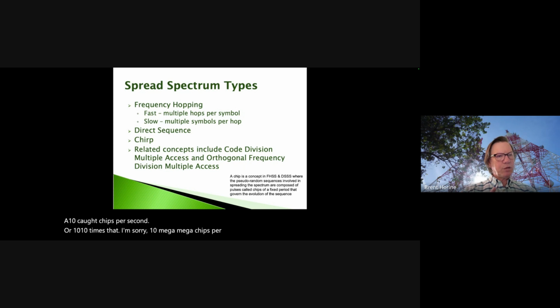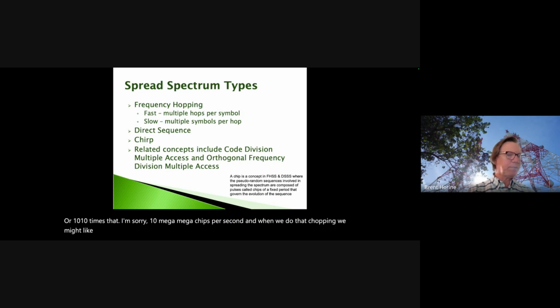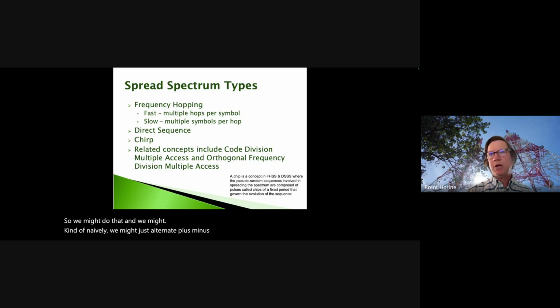And when we do that chopping, we might like in one instant multiply it by a +1, and then in the next chip we might multiply it by a -1, right? So that's flipping the phase by 180 degrees or pi radians. And so we might do that, and we might, kind of naively, just alternate plus minus plus minus plus minus, or we might use a more sophisticated code.